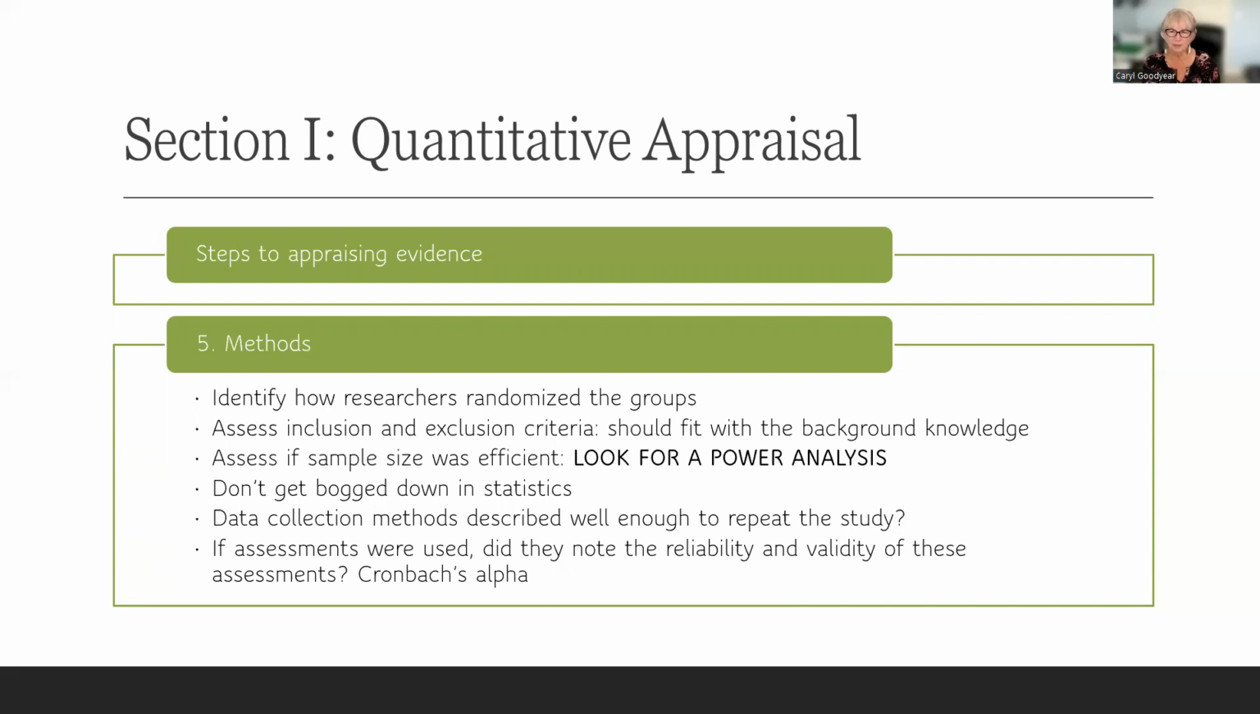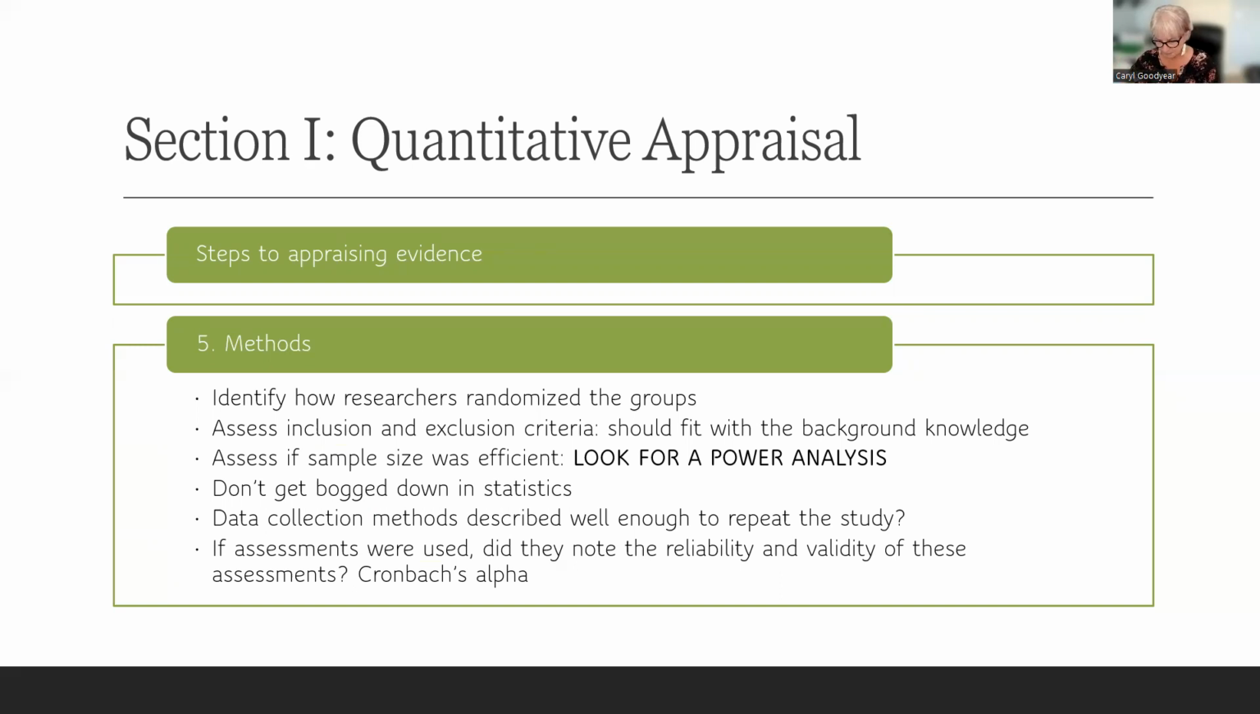You want to also look at the inclusion and exclusion criteria in the methods section. Does it fit with what you already know, specifically the background knowledge, which is in the introduction? You assess the sample size. Did they do some kind of analysis to make sure their sample size was efficient? And this is what's called a power analysis. So you always want to look for those statements somewhere. Look for some kind of statement about how they came up with their sample size and if they used power.